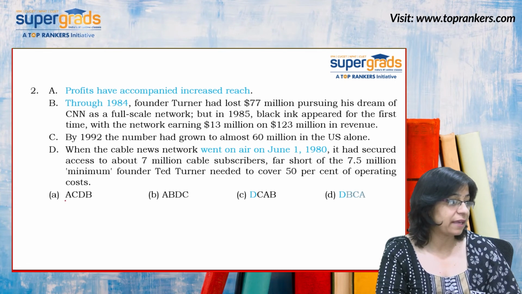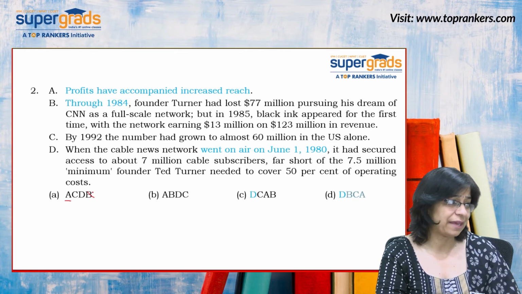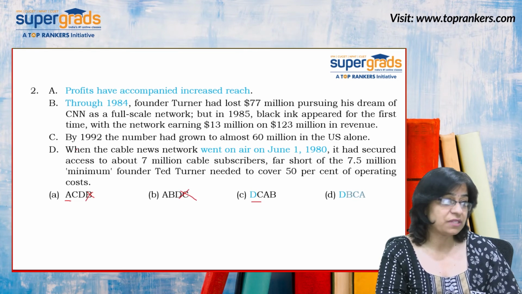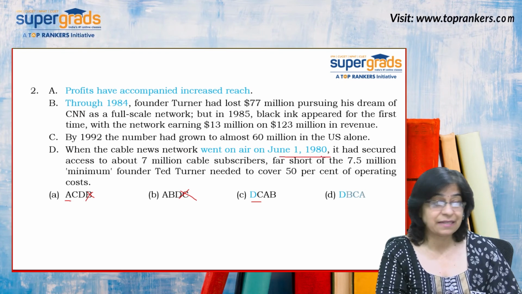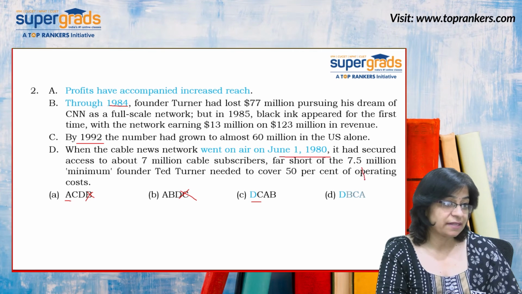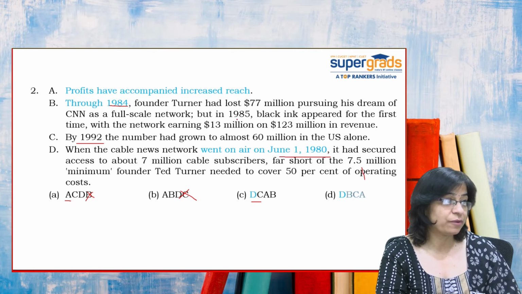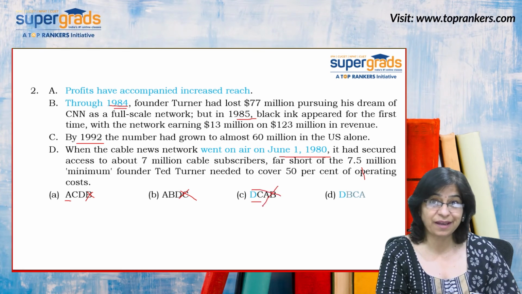Now let's see. Can sentence A be your opening sentence? Profits have accompanied increased reach? No. Eliminate. Option D: When the cable network went on air on 1st June 1980, see 1980, 1992, 1984. This one is a piece of cake. So if this is my sentence number one, let's see if C will fit. By 1992, but we still have 1985 and 1984 to consider. So this cannot be the answer choice.